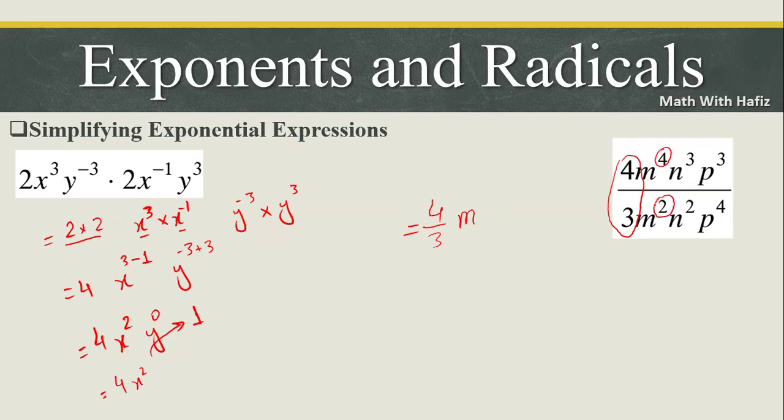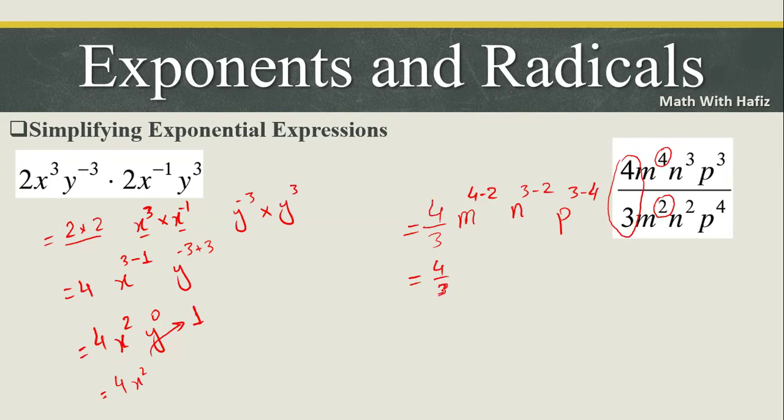Whenever we move something with a power from denominator to numerator or from numerator to denominator, I have to change the sign. So it will be m to the power of 4 minus 2, or you can just use the quotient rule. No need to worry about your brain or remember something. In the quotient rule, if anything is in division, you will subtract the powers. n to the power of 3 minus 2, p to the power of 3 minus 4.